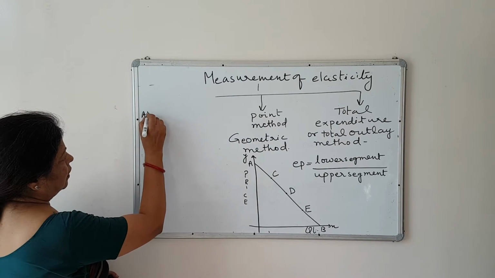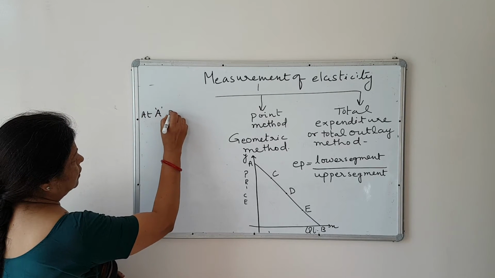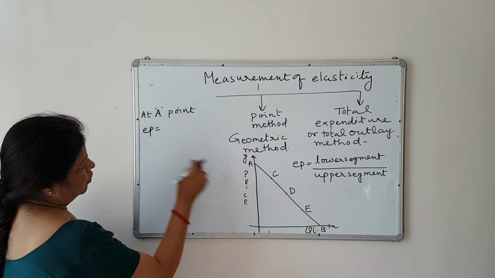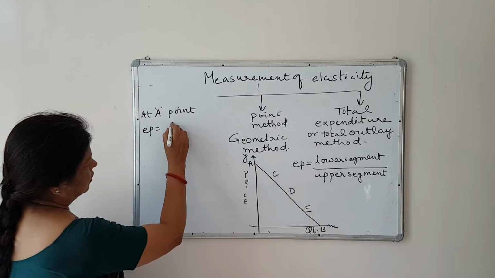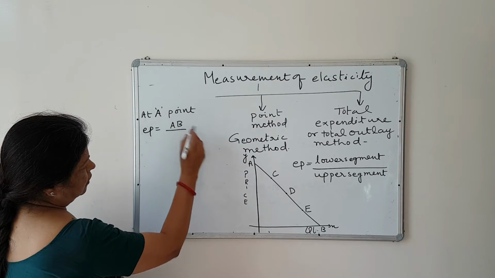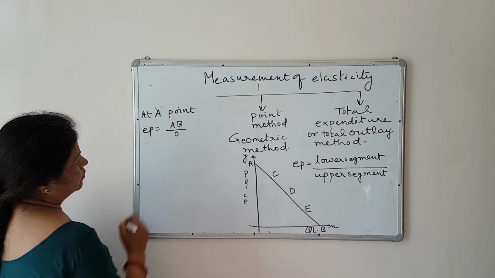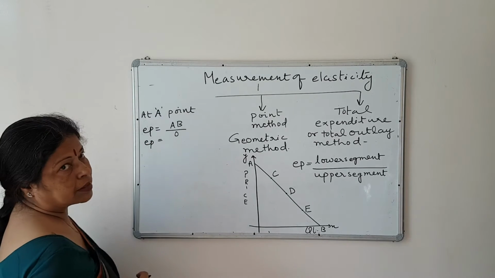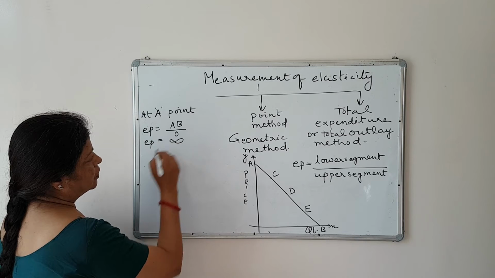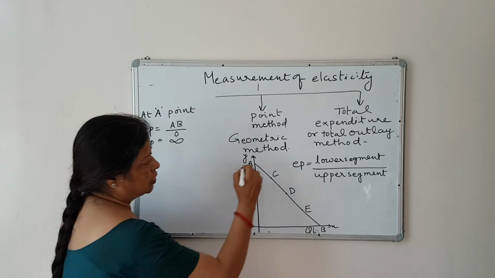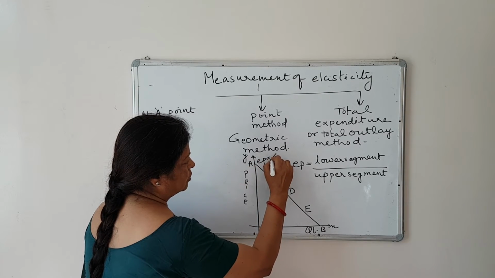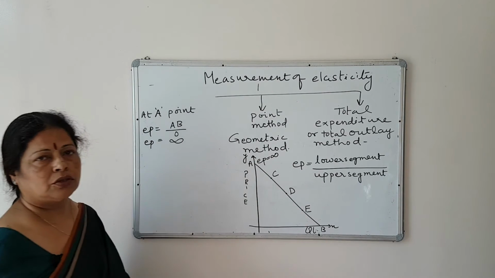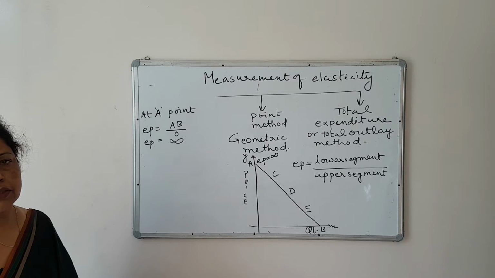At point A, EP is equal to, what is the lower segment? AB, and the upper segment is 0. Whenever any number is divided by 0, it is equal to infinity. So here you write EP is equal to infinity. Always mention the values so that your answer is correct.